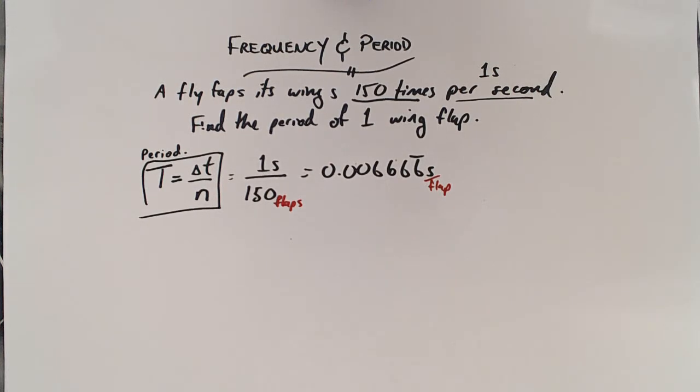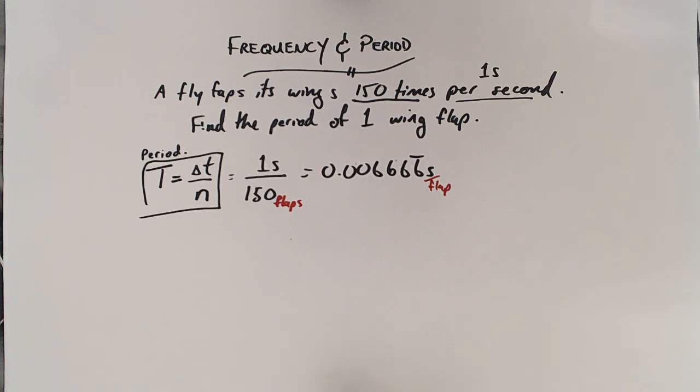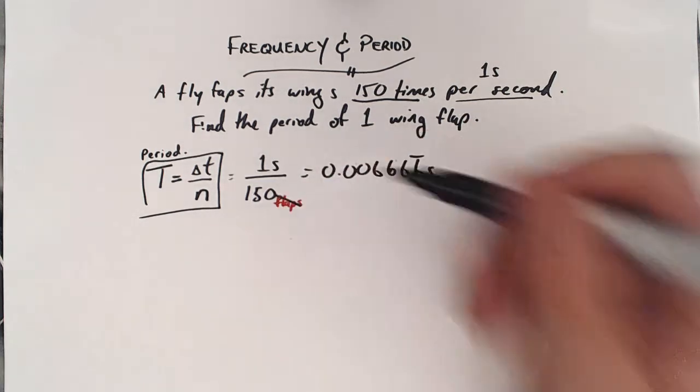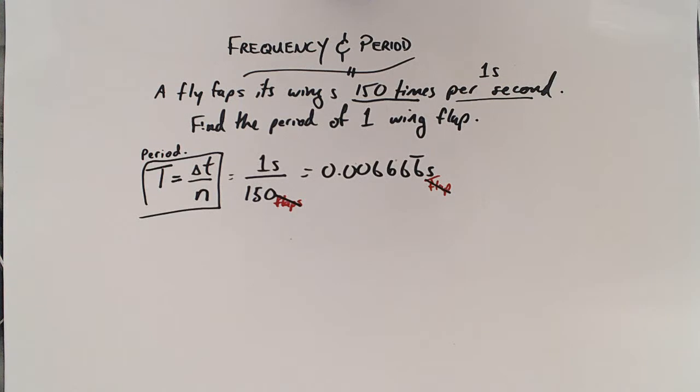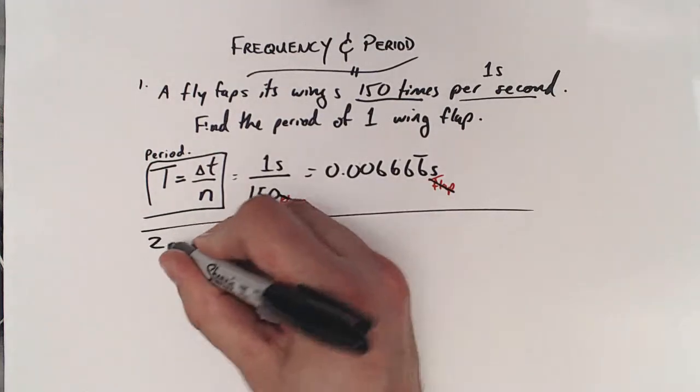Okay, so we've got the period of oscillation, and in this case the period of oscillation is 0.006 repeated seconds for each flap. But we really don't use flaps as a unit. It's kind of false, just to help us think through this idea for the first time. How about this one? We can call this one example 1. Let's call the next one example 2.